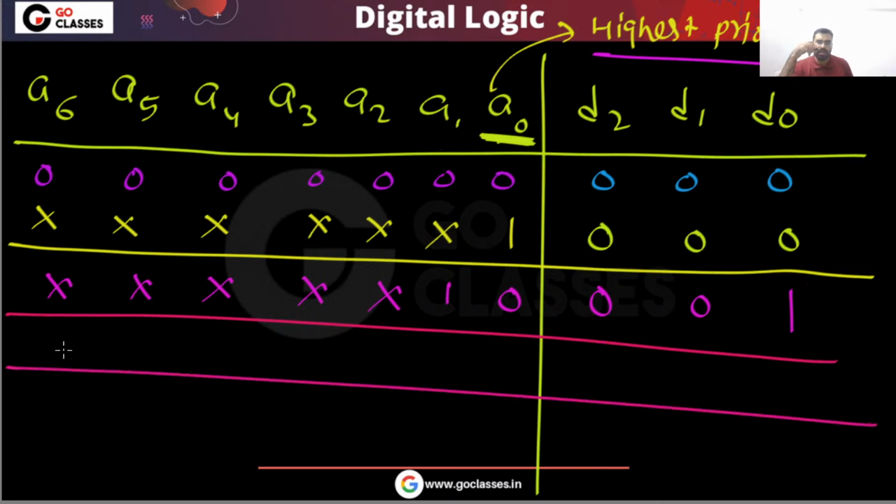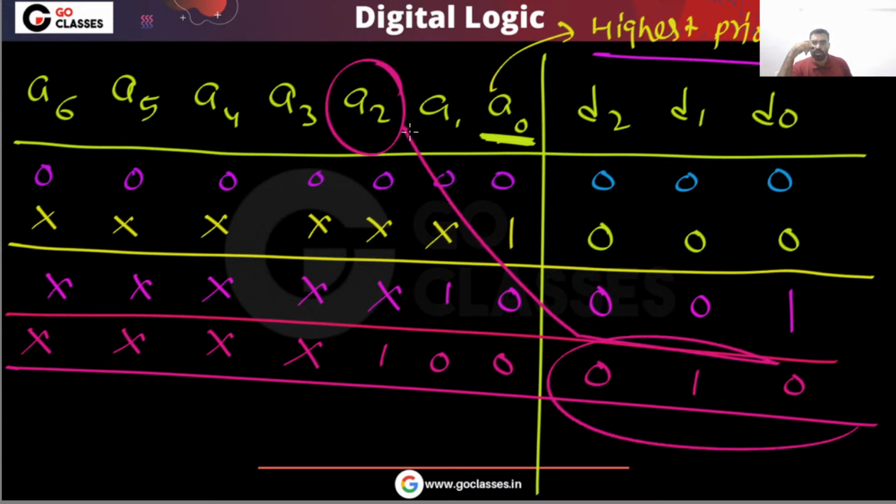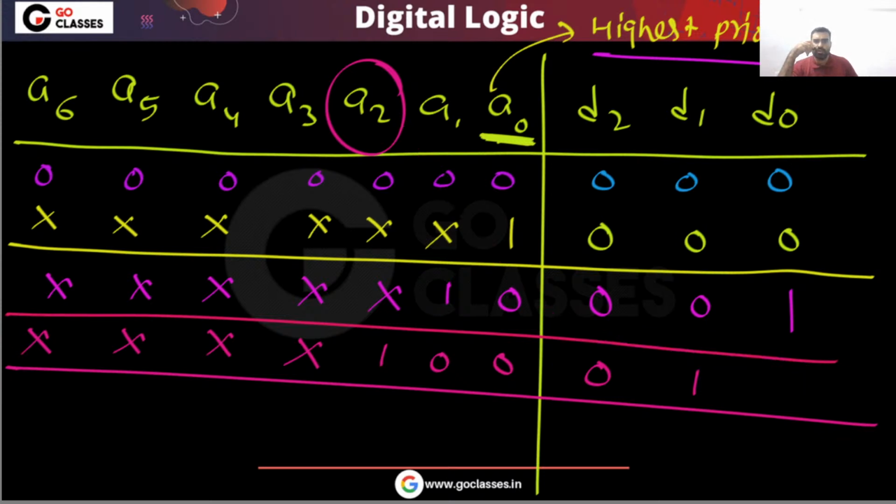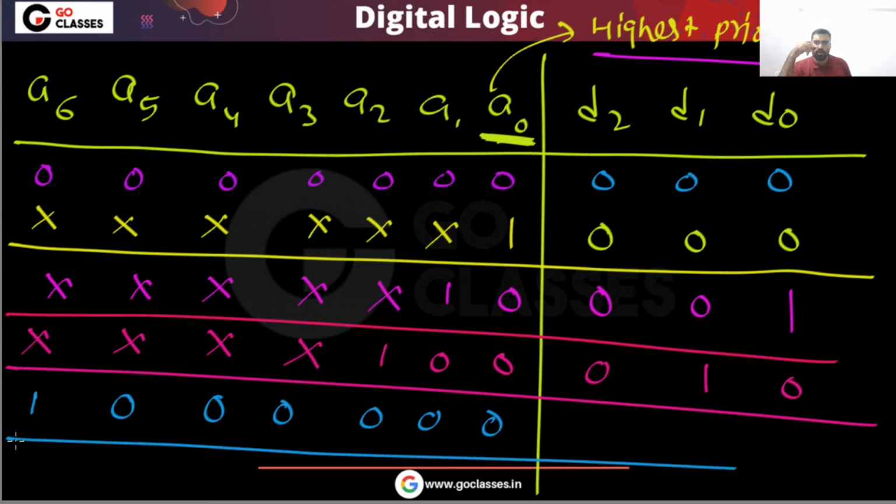Similarly, if this is 1 and these are 0 0, then these are don't cares, and the output will be the encoding of A2. So the output will be 0 1 0, and so on. Finally, for example, if this is 1 and all the rest are 0, then the output will be the encoding of A6.